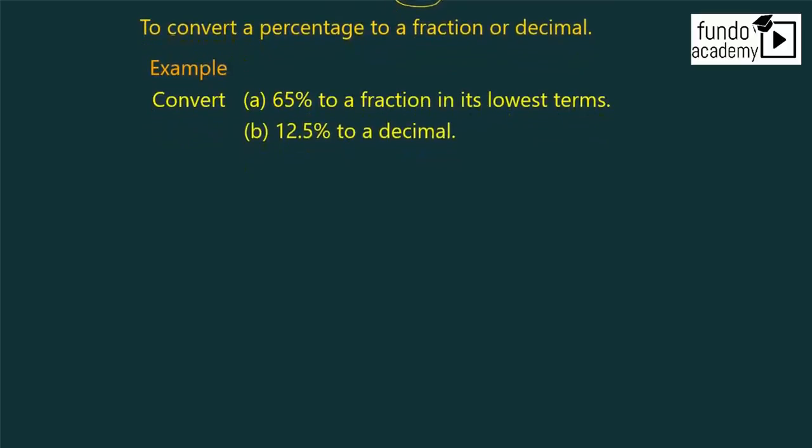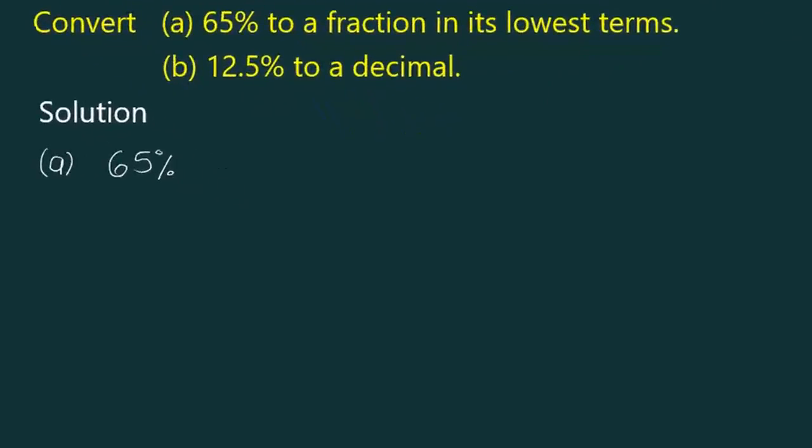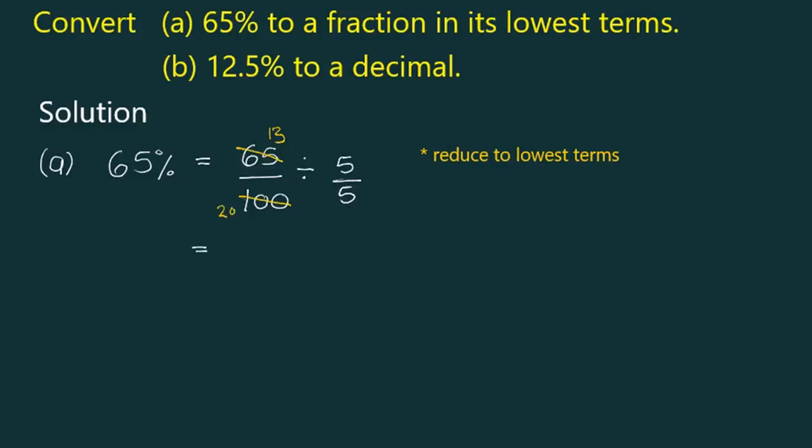Alright, let's look at the solution. Alright, so let's start with part A. On part A, we've got 65%. So what does 65% mean? It means we're talking about 65 over 100, and what we do next is we reduce to lowest terms by, in this case, dividing by 5 over 5. Dividing 5 into 65 we get 13, and 5 into 100 we get 20. So as a fraction in its lowest terms, it comes out as 13 over 20. Just as simple as that.